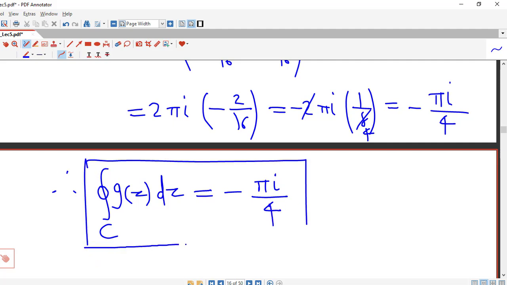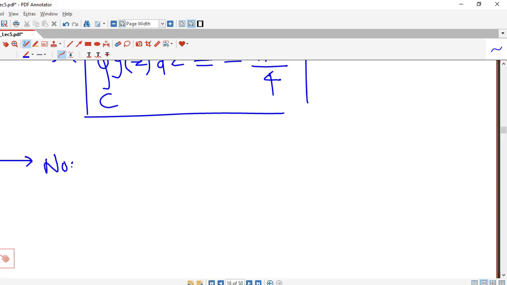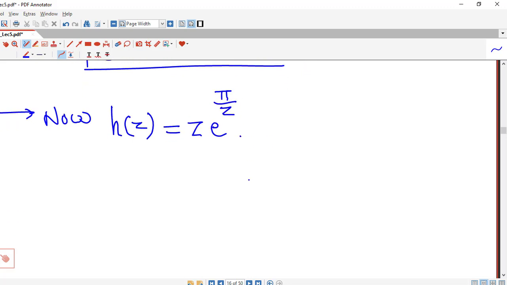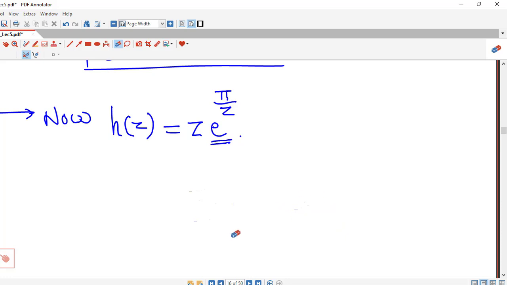Similarly, we have to find the integral of another function which we have denoted by h of z along this ellipse. Now h of z is nothing but z times e raised to pi over z. First we have to decide at which points h of z is not analytic. We know that z is analytic everywhere. The exponential function is also analytic everywhere, but because we have z in the division, we have a problem at z equal to 0. This function is not defined at z equal to 0. So h of z fails to be analytic at z equal to 0. It is analytic everywhere except z equal to 0.